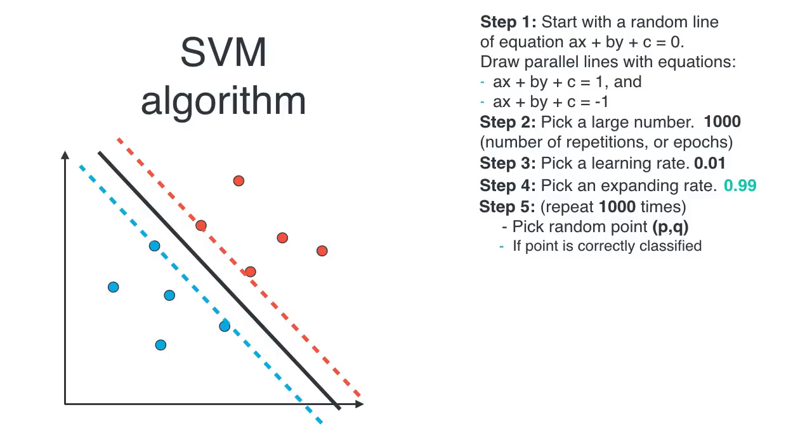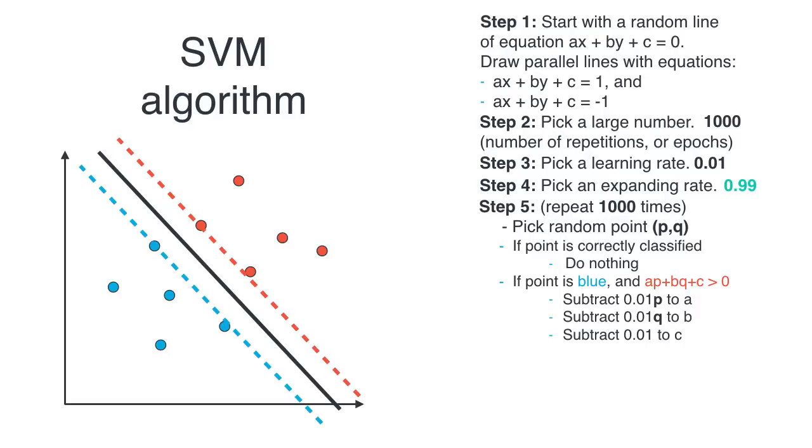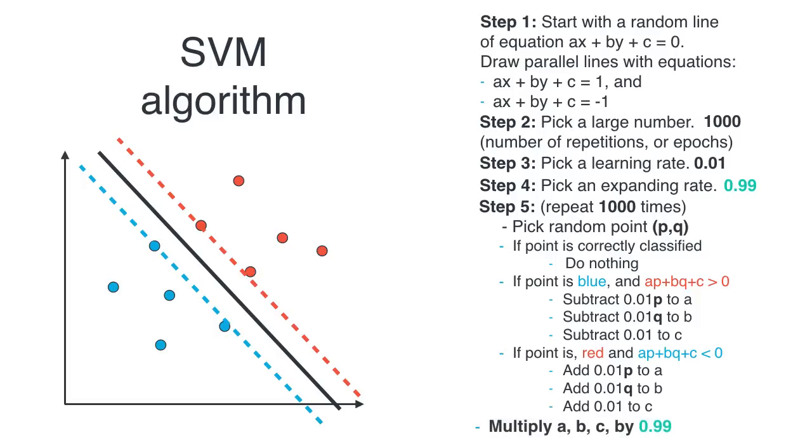Pick a random point. If the point is correctly classified, then do nothing. If the point is blue in the red area, then we update the values of a, b, and c accordingly. If the point is red in the blue area, we update the values in a different way. And then as a final step, we multiply the values a, b, and c by 0.99, which is the expanding step. And again, the two new steps are step 3 and the expanding step. So that's it. That's the SVM training algorithm.